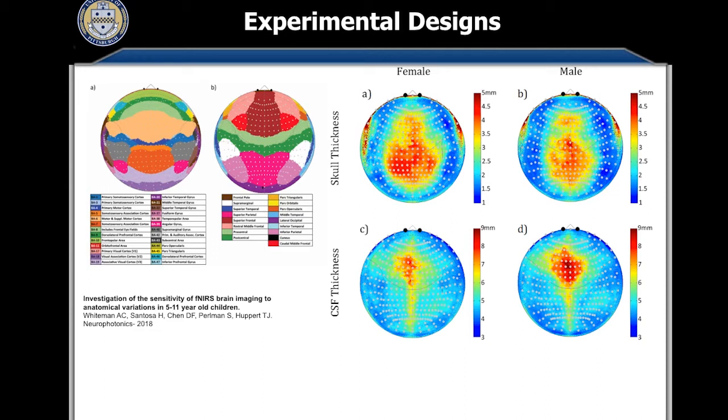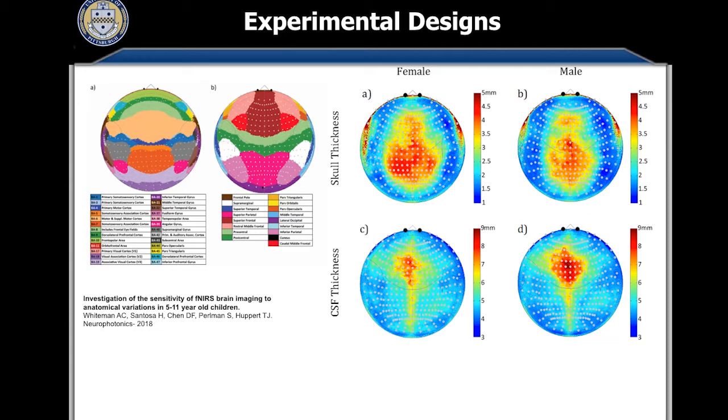So this is work that is published. Ashley Whiteman, who was my research coordinator, and my team there published it earlier this year. It's a paper intended to be a nice resource. We had about 100 structural MRIs from kids, I think 7 to 11 years of age. We ran these all through segmentation code in FreeSurfer and segmented out all the different layers and so on. Then we simulated NIRS measurements.